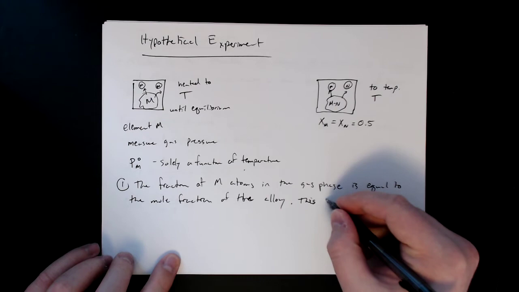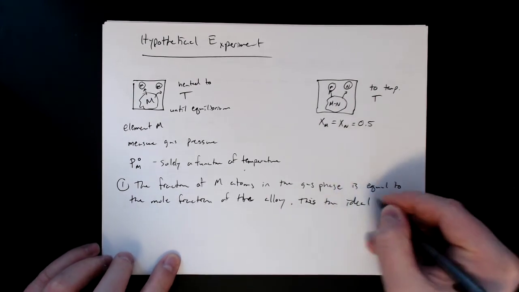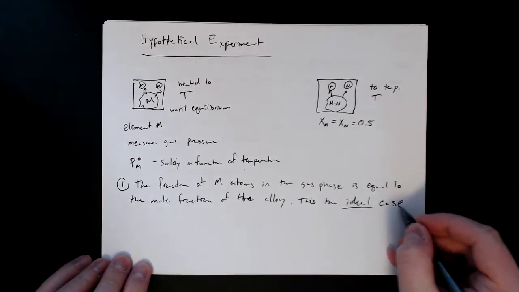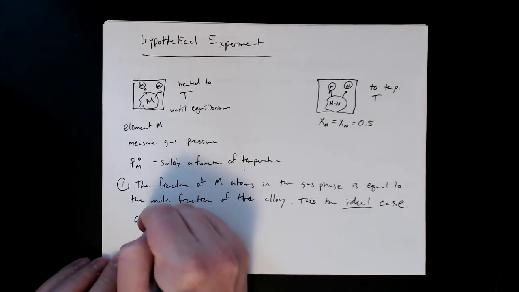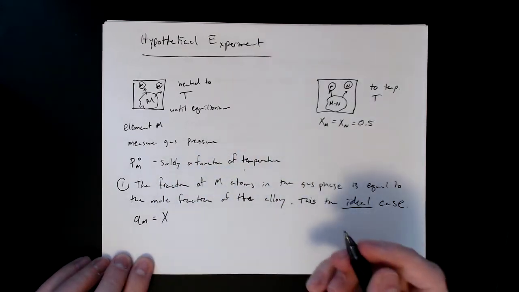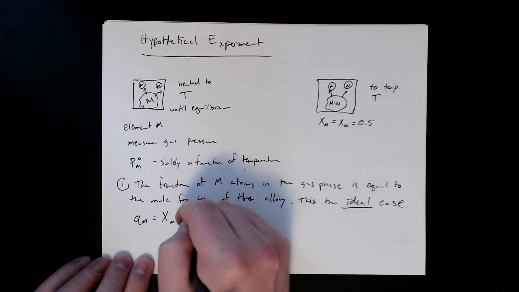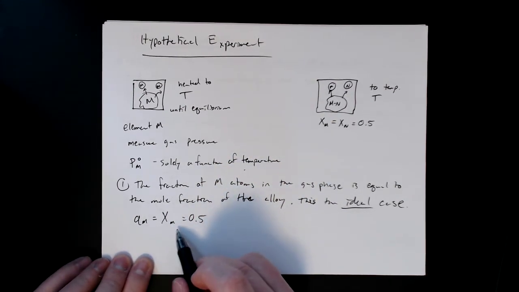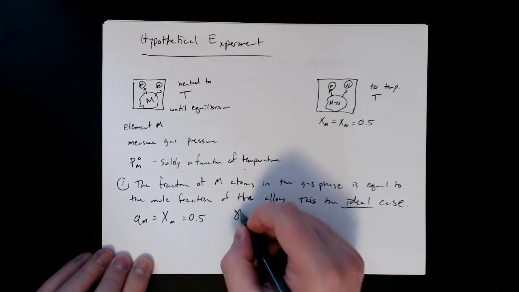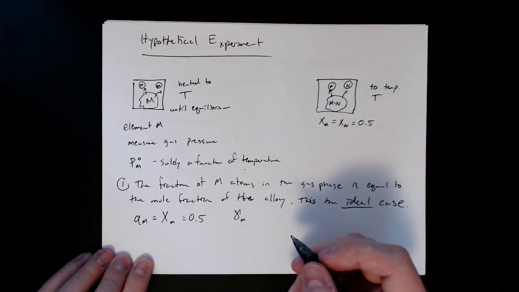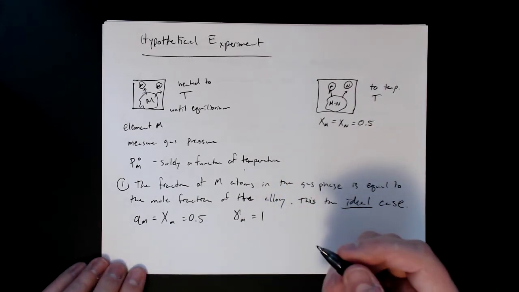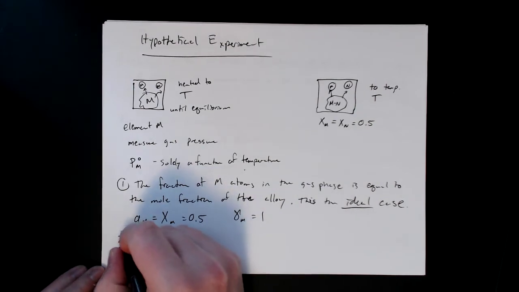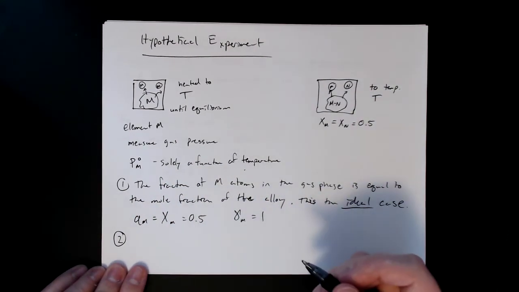ideal case, right? So we talked about ideal solutions. This is an ideal solution. That would mean that the activity of M is equal to the mole fraction of M, which is equal to 0.5, right? So the effective concentration is the same as the actual concentration of 0.5, and therefore that activity coefficient would be equal to 1, right? So that's one scenario. But you might be able to imagine the second and the third case, right?